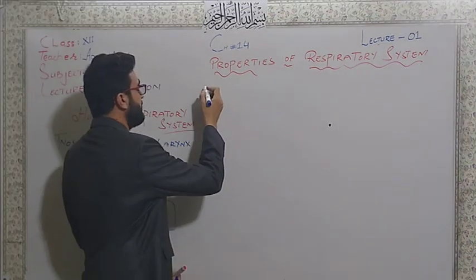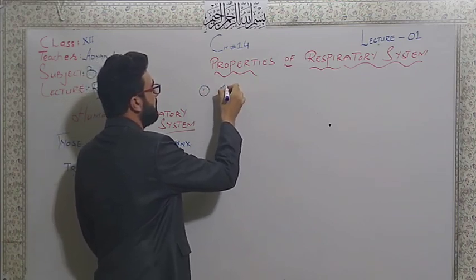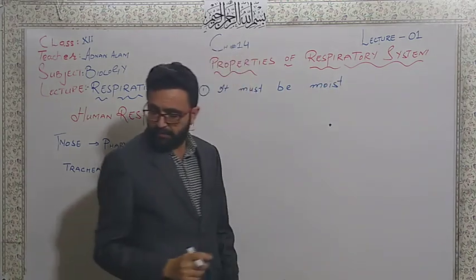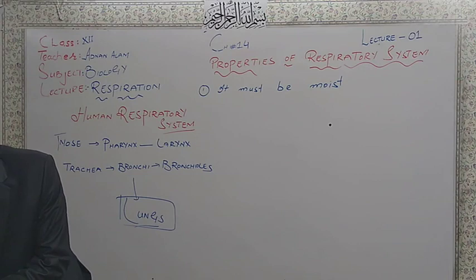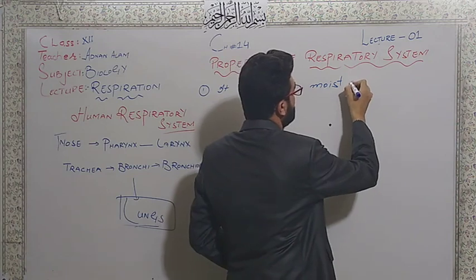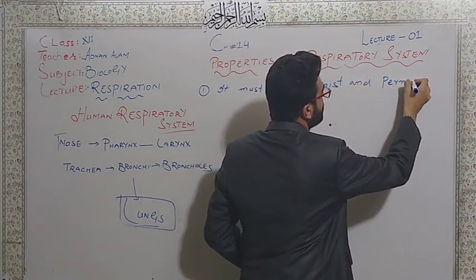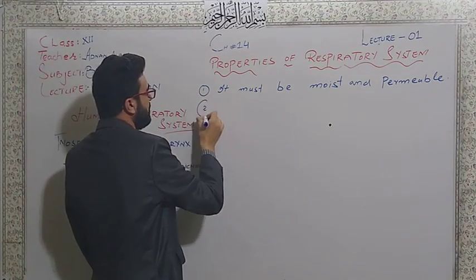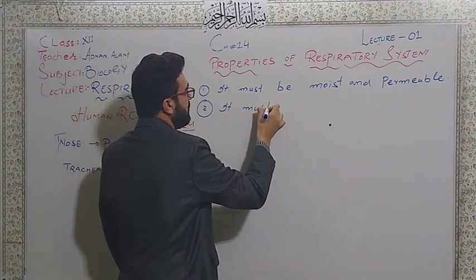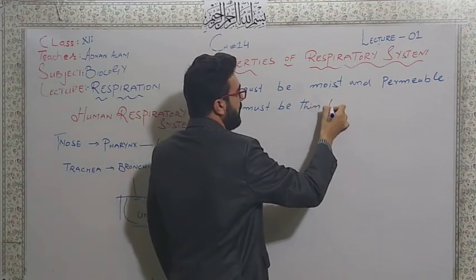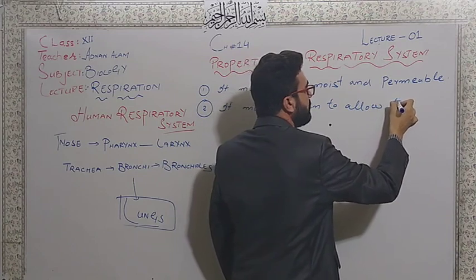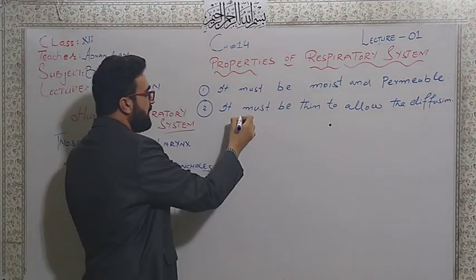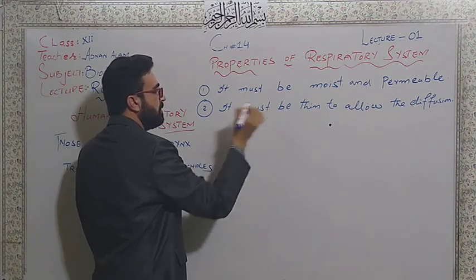The first property of the human respiratory system is that it must be moist and permeable. First we need to write all the properties, then we will explain them. It must be moist and permeable. Secondly, it must be thin to allow the diffusion process. And the ideal is 1 millimeter thickness.